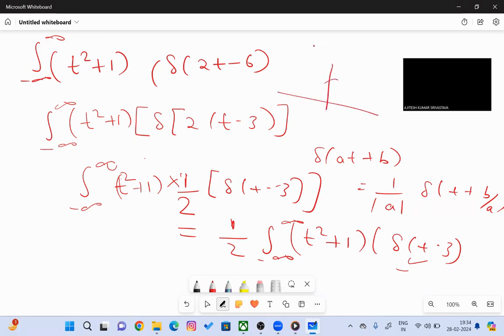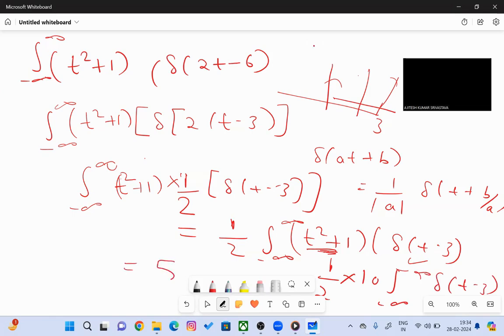So this is the delta t function, and delta t minus 3 means we are shifting it towards the right. If we are shifting towards the right, this signal is present at 3. So we have to select the value of this function at t equal to 3. The value of this function at t equal to 3 is 10. So this is simply 1 by 2 into 10, integral from minus infinity to infinity of delta t minus 3. So this comes out to be 5.